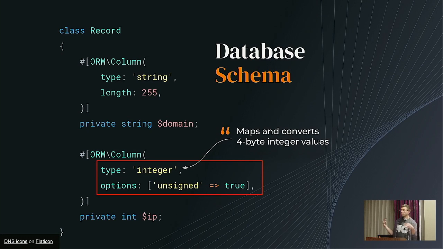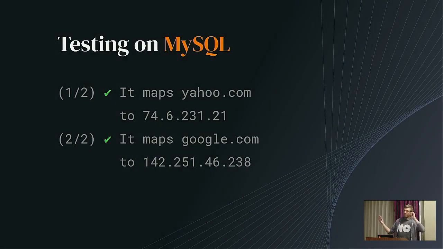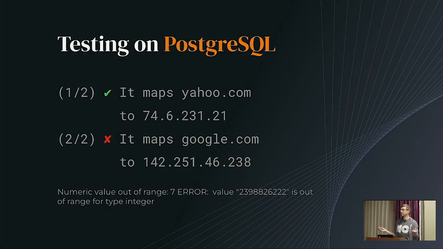So we want to represent unsigned 32-bit integers in the database. So we create an integer column, and we use the unsigned option for that column, and we start writing our code. So again, as in the previous example, we have prototyped the code. We start testing it with different domains, with different IP addresses on MySQL. It works fine. We start testing it on Postgres. Sometimes it works, sometimes it doesn't.